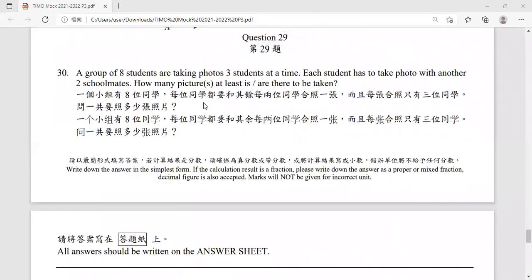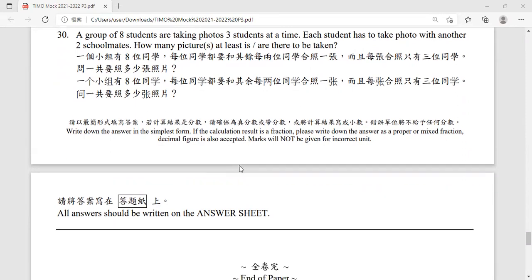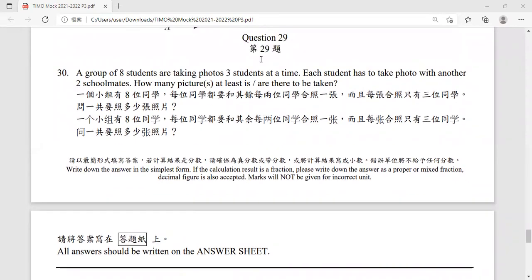Now the last one. Now, a group of students are taking photos at a time. So each student takes a photo of the families to schoolmates. How many pictures are to be taken?